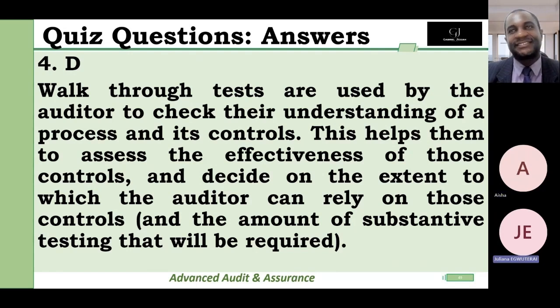Walkthrough tests are used by the auditor to check their understanding of a process and its controls. So it helps them to assess the effectiveness of those controls and decide on the extent to which the auditor can rely on those controls and the amount of substantive testing that will be required. You can do a walkthrough test by interview. Somebody will say, walk me through your process. So you are testing to see if you understand it. If you see auditors, they could say, okay, walk me through your process. That's a walkthrough test, for them to understand your control.